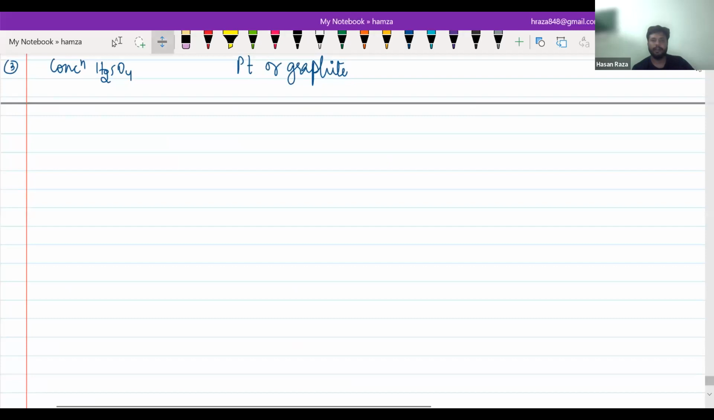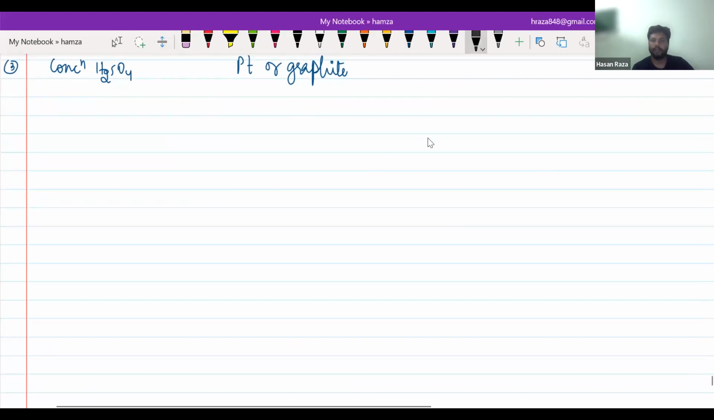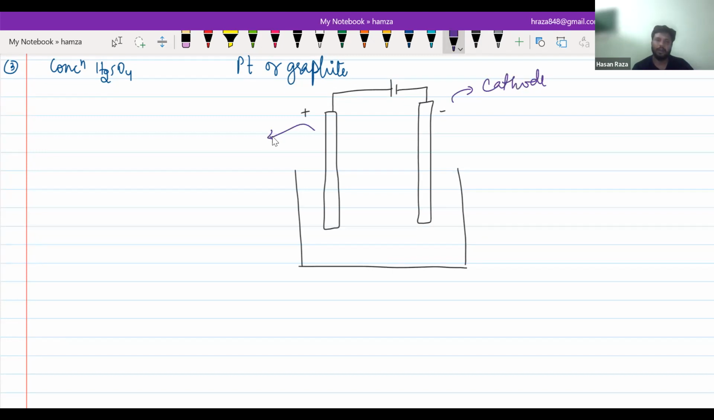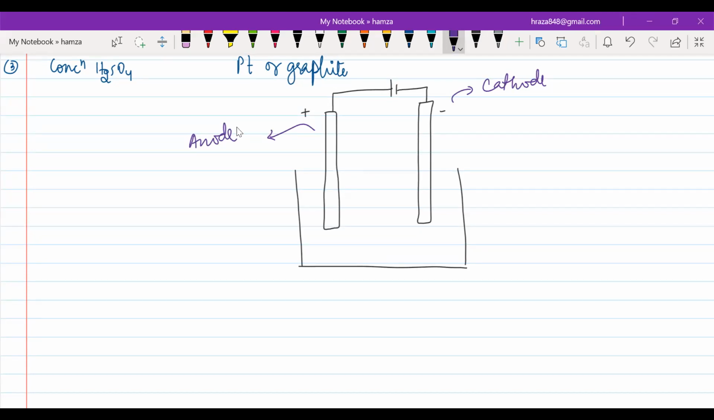See, all are in aqueous solution. So we have a container. I'm going to explain it from very basic. This is a container in which we have two electrodes. The one is positively charged and the second one is negatively charged. And you know that the negative electrode is called cathode and the positive electrode is called anode. Yes or no? Yes, sir.